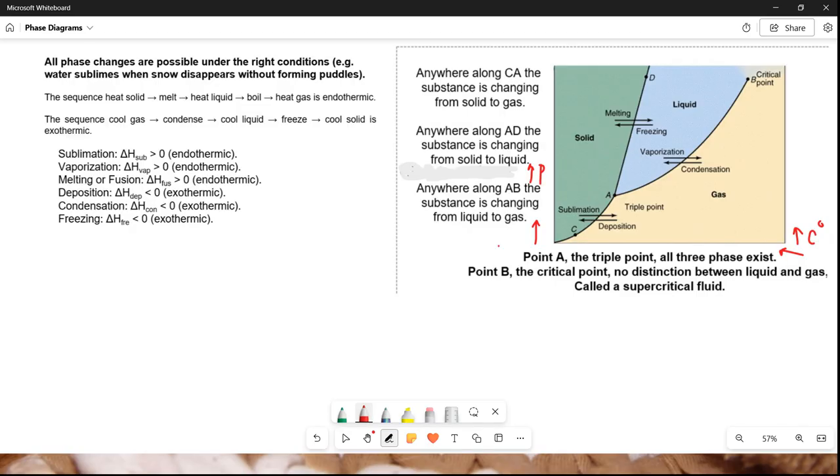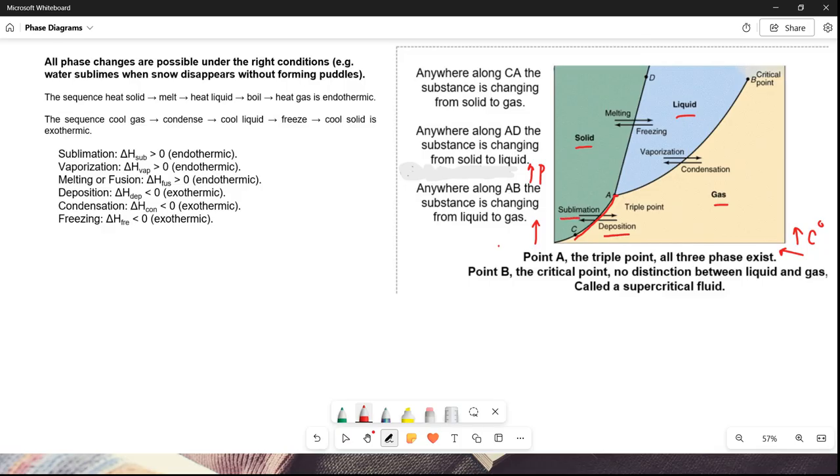So as we look here, you can see we have our 3 phases of matter: solid, liquid, and gas. And we have different labels on here. So you can see from point C to A, we have an interface here between solids and gases. And solids can go directly to gases, and gases can go directly to solids given the correct pressure and temperature. And the phase changes for that are sublimation and deposition.